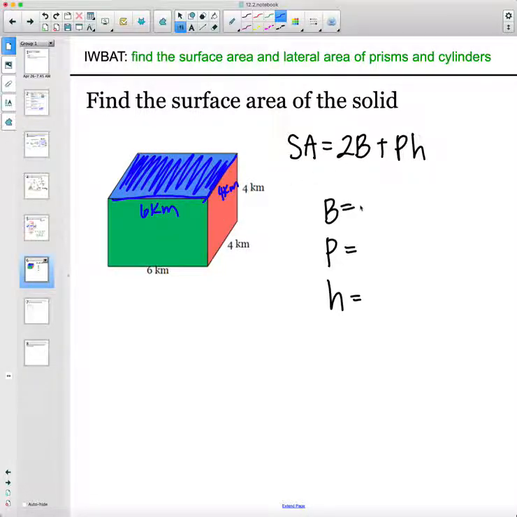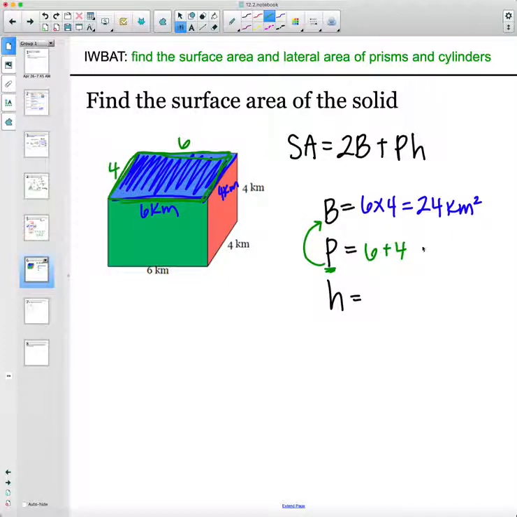When I'm doing area of the base, that's 6 times 4, which is 24 kilometers squared. Then you want the perimeter of this same base, all the way around these edges. So the perimeter of this base is 6 plus 4 plus 6 plus 4, so you're going to get 20 kilometers.